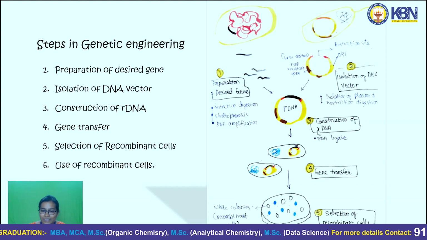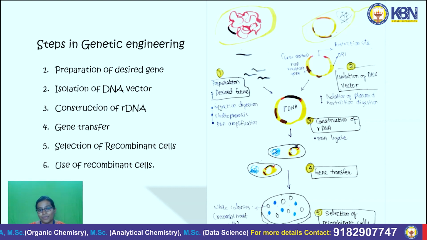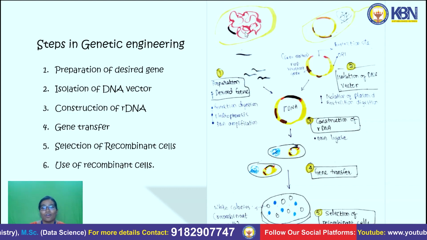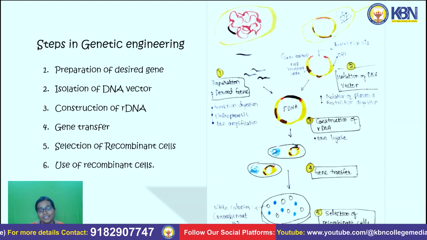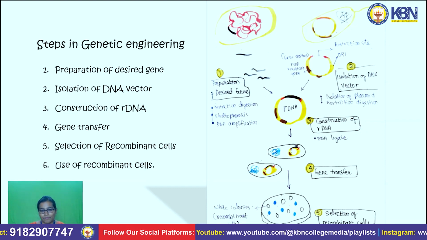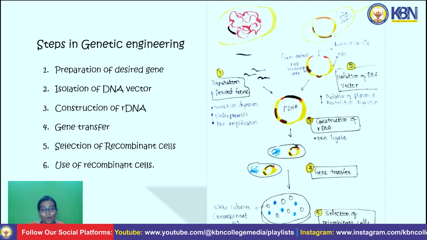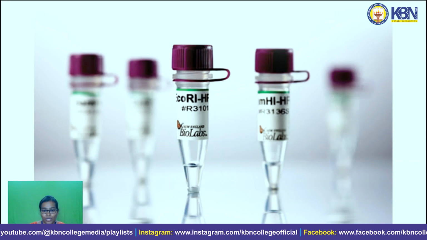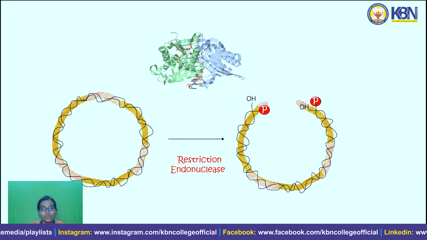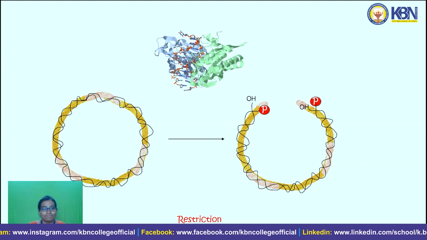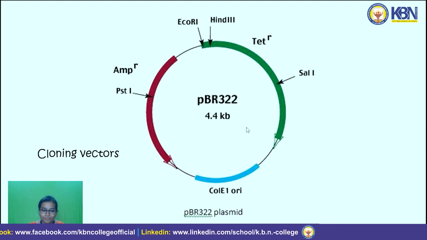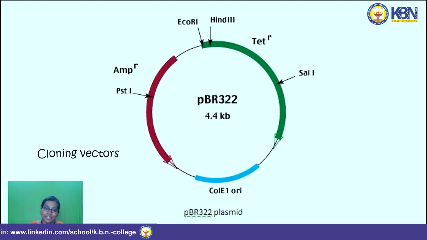In this process, there are two key elements. The restriction enzymes, which help in digesting the DNA or cutting the DNA at specific sites, leaving blunt or sticky ends. And another element, the most important one, is the cloning vector. We have restriction enzymes like EcoRI and BamHI. We also have cloning vectors like pBR322. Let us study more about these tools of genetic engineering in the next session.